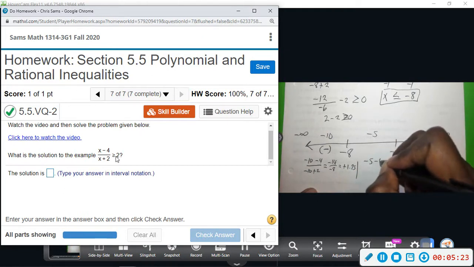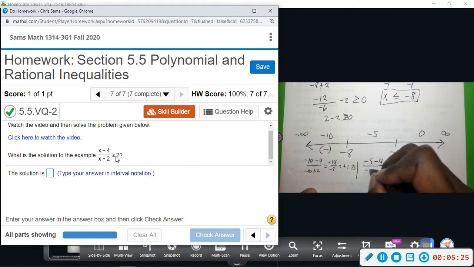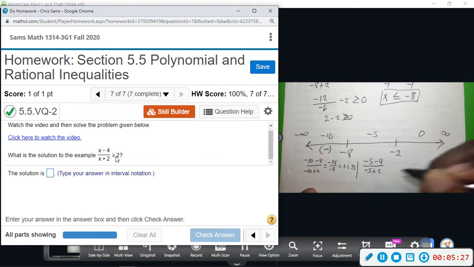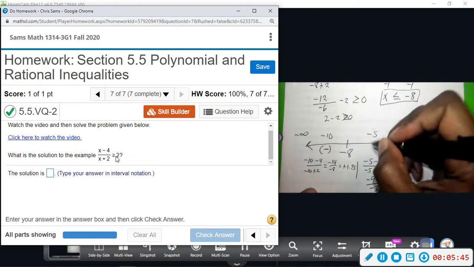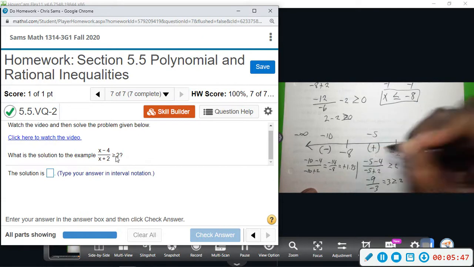Alright, so I'm going to do the same thing with negative 5. Negative 5 minus 4 over negative 5 plus 2. And I'm looking for it to be greater than 2. Or if it's not, then I'll put a negative. So negative 9 over negative 3 gives me positive 3, which is in fact greater than 2. So this comes out positive.